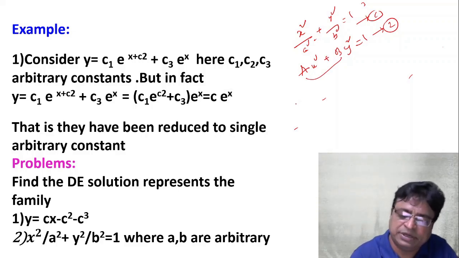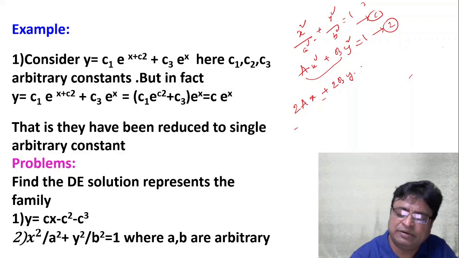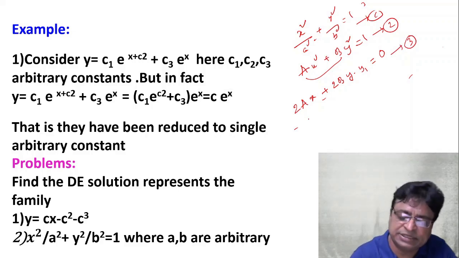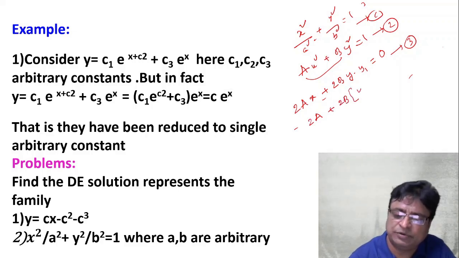So first time, 2ax plus 2by y1 or y dash or dy by dx, everything is same, equal to 0. This you call equation number 3. Again you differentiate this. This is 2a plus, you can apply the UV formula, 2b into y y2 plus y1 square equal to 0. This is equation number 4.